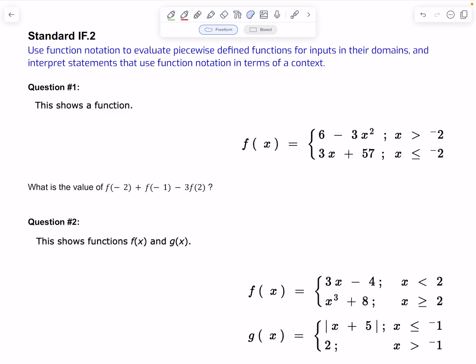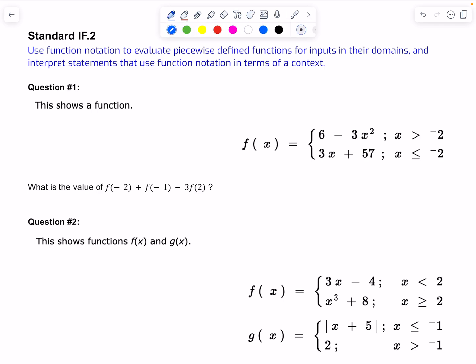Let's take a look at standard IF.2. For this standard, we're going to use function notation to evaluate piecewise defined functions for inputs in their domains and interpret statements that use function notation in terms of a context. So let's get started with question number 1.